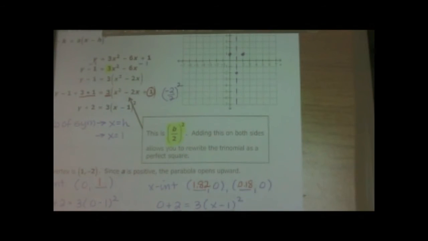0.18. Now I need to graph these 2 points. So let's go back up to my graph. And 1.82 is maybe about here. 0.18 about here. And I've got a very skinny parabola.